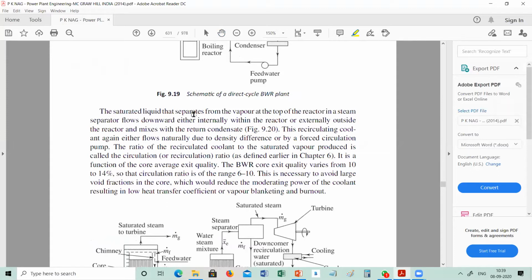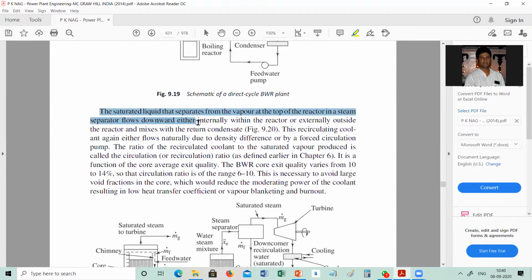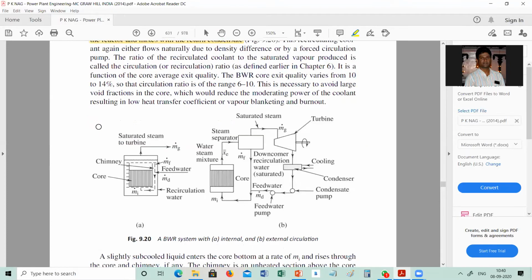The saturated liquid that separates from vapor at the top of the reactor in a steam separator flows downward either internally within the reactor or externally outside the reactor. Okay, these are the two types. The same is shown in these figures.